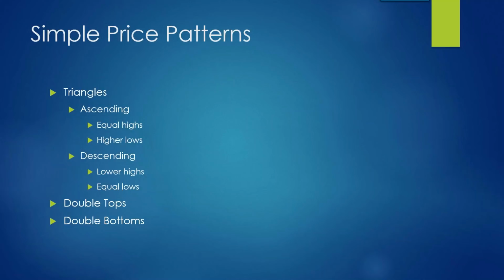Now, an ascending triangle will have equal highs but higher lows. And a descending triangle will have lower highs and equal lows. Then you have double tops and double bottoms. And that just means that they're equal.